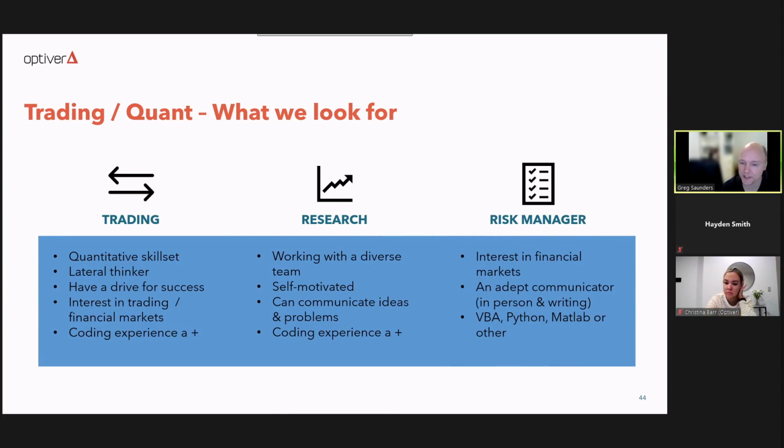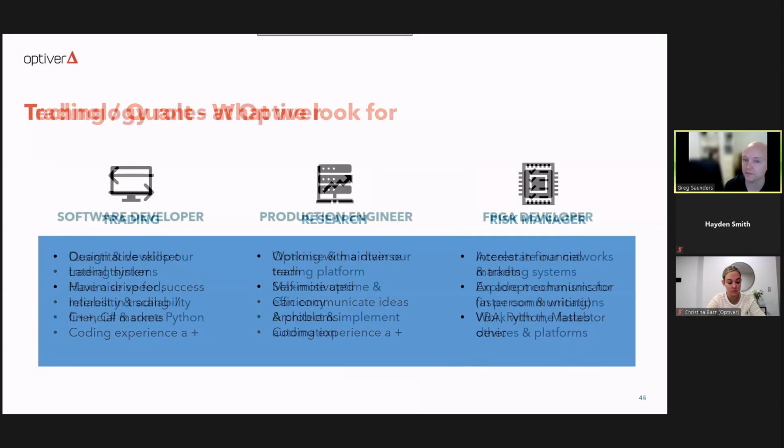In terms of research roles, you need to be motivated. You need to be able to communicate well. You need to be able to solve problems. Again, those quantitative skills are important. And you don't need coding skills, but certainly they're a plus. And then for risk managers, you need to be a good communicator, some programming, but not necessarily in a language like C++, and an interest in financial markets.